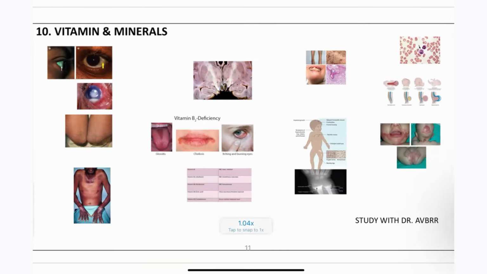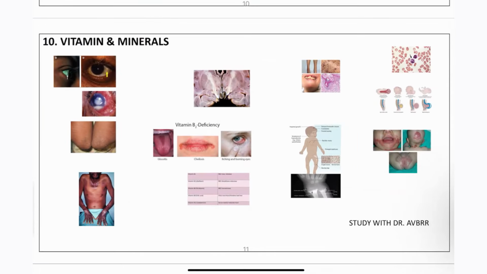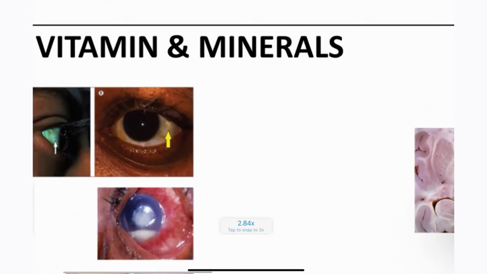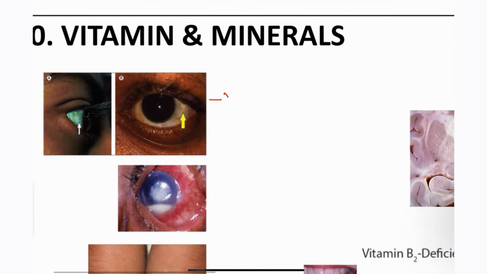Right, next moving on to the vitamins and minerals. In the vitamins and minerals, you have to understand there are different types of questions. There are easy questions that can be asked in the examination, guys. You should not miss this important topic. Okay, first let's see what this deficiency is, guys. This is associated with vitamin A deficiency, right?